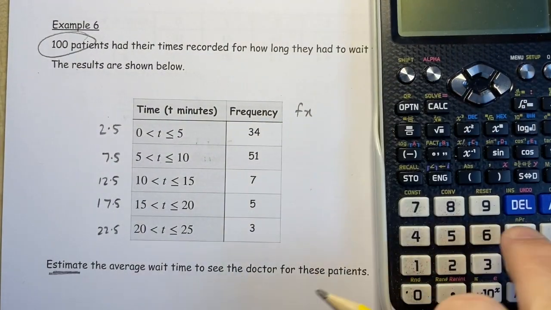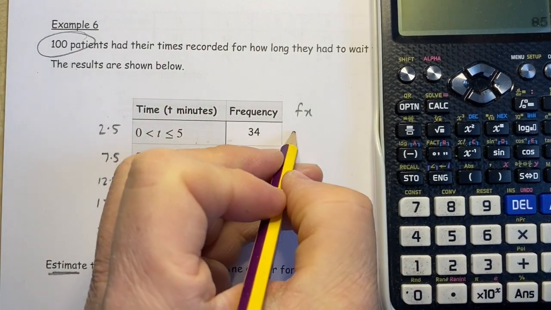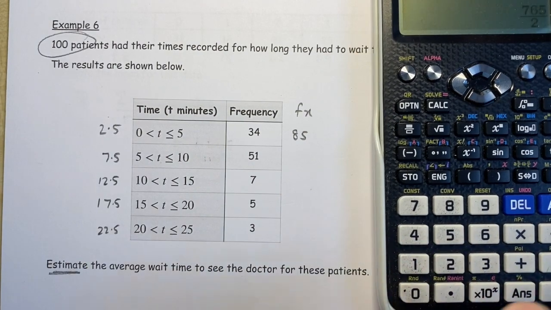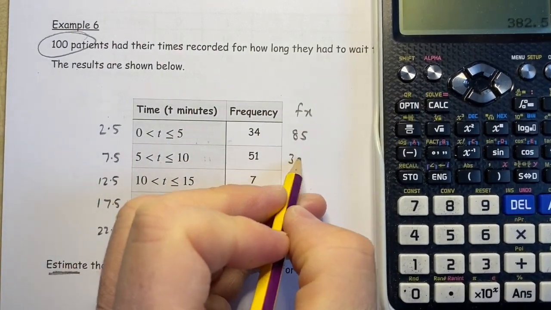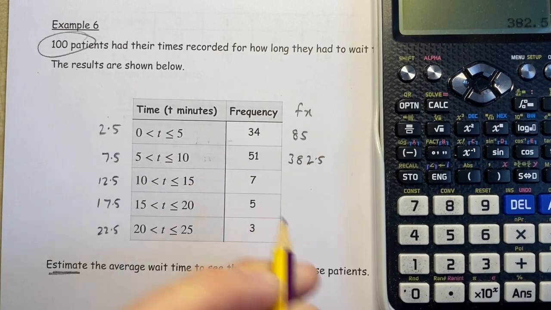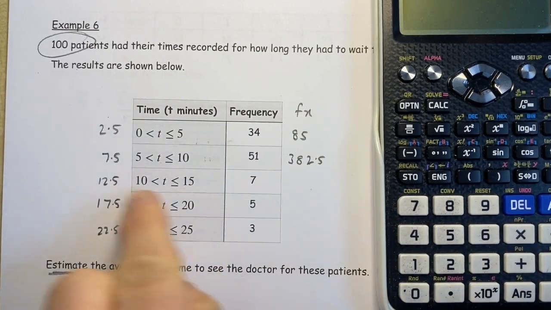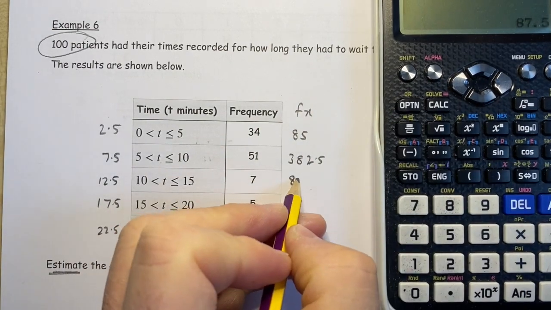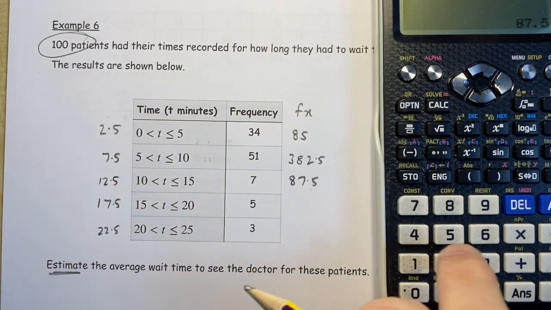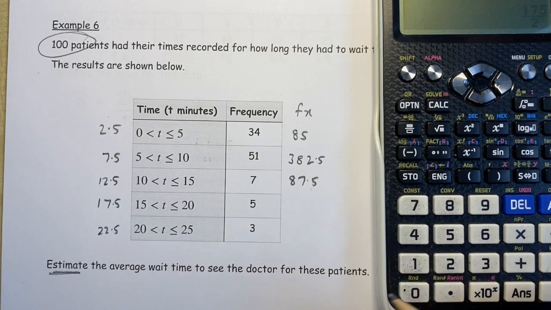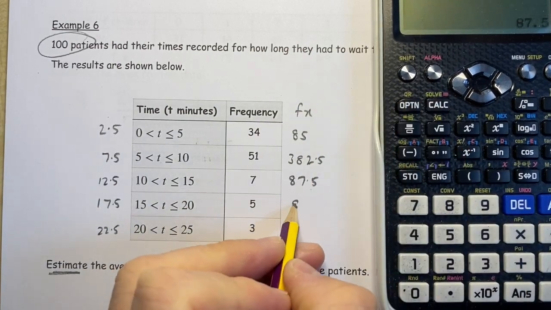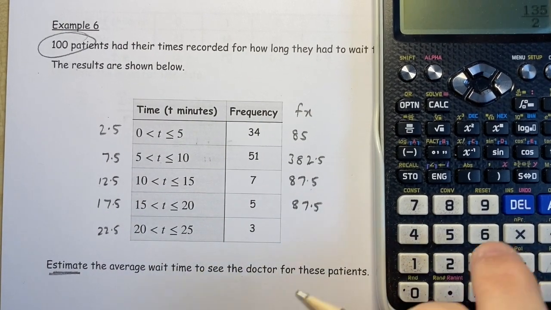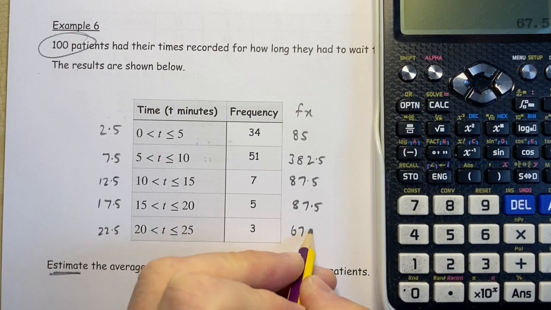So we've got 2.5 times 34 is 85. 7.5 times 51 is 382.5. 7 times the 12.5 is 87.5. 5 times the 17.5 is 87.5. And 3 times the 22.5 is 67.5.